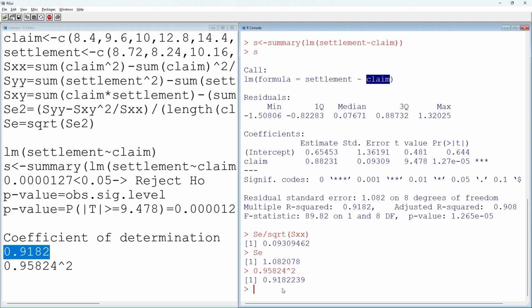I repeat, this value of 0.918 means 91.8% of variation in settlement is explained by claim. Your dependent is explained by the independent. So the higher it is, the better is X at predicting settlement. All right, that's the main point behind. The higher this value, the better it is at predicting performance. There we go. That was a little bit how we obtain these different values.